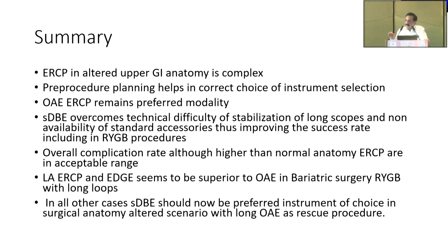LA ERCP seems to be superior to OAE in bariatric surgery, RYGB with long loops, and in all other cases, short double balloon scopes should now be the preferred instrument of choice, with long OAE as a rescue procedure. Thank you very much for your kind attention.